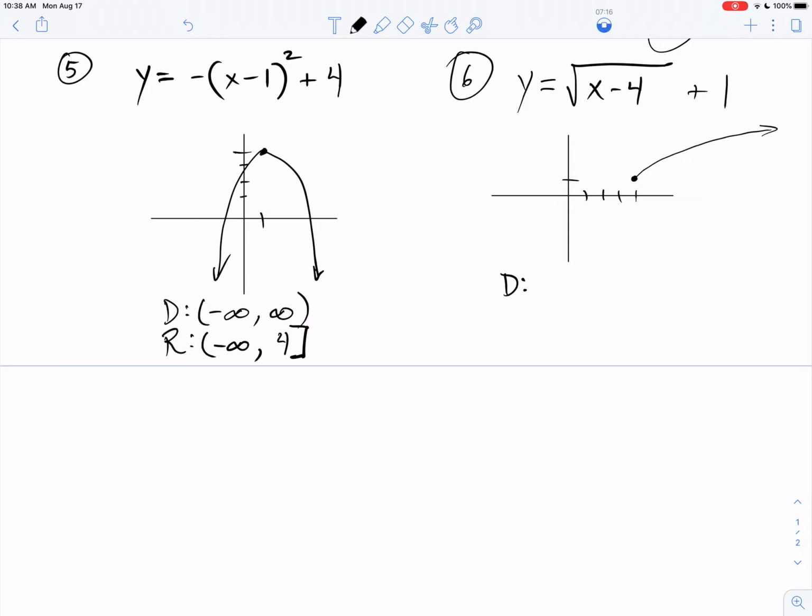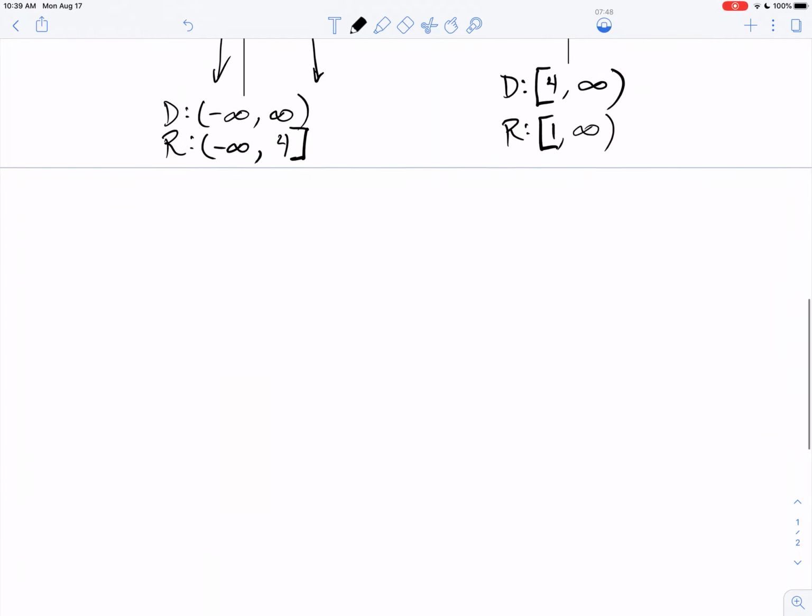So I do know this, though. If you were to tell me the domain on this, it starts at 4. When you look at domain, it's the x motion. So at 4 is where it begins. And 4 is definitely an included number. It's not an asymptote. So 4 gets a bracket. And this thing goes to the right forever. What about the range? Well, the range, look at the y-axis, and you can see that 1 is the lowest value, then it goes upward as it goes outward. So that is the domain and range for number 6.